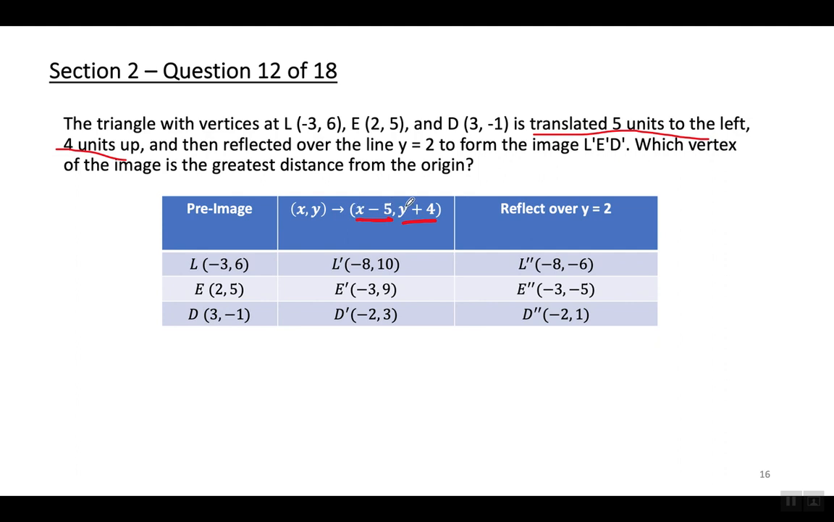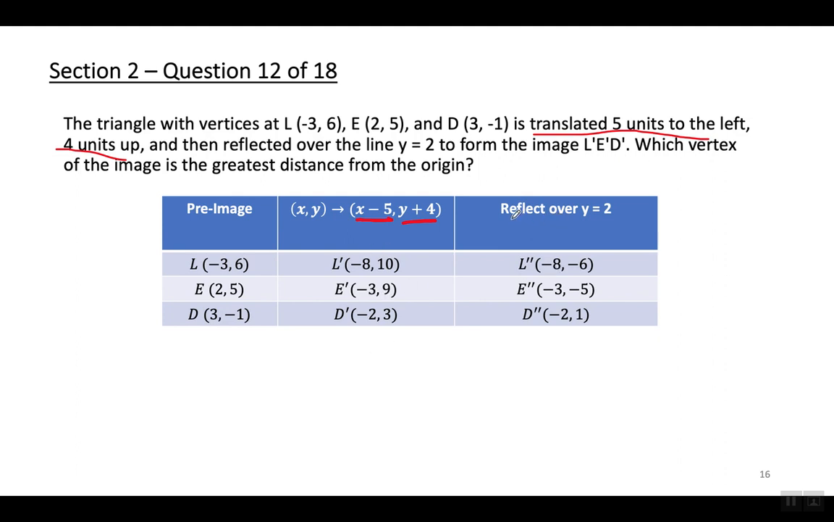Y el coordinado de Y controla el movimiento para arriba y para abajo. Así que si se mueve para arriba 4 unidades, tengo que sumar 4 al coordinado de Y. Si hubiera sido para abajo, tendría que restar 4. Alright, so that gives me these new coordinates. Eso me dan estos coordinados.